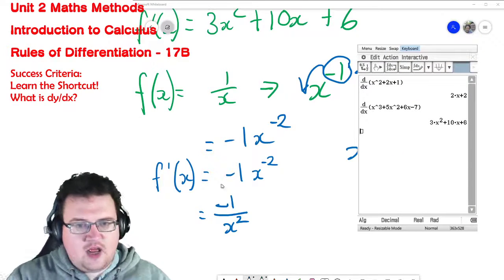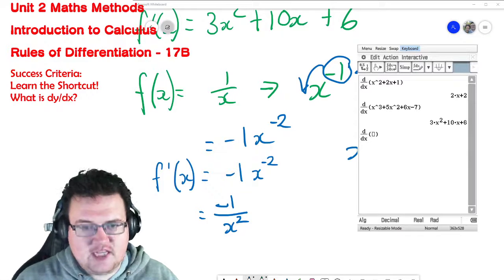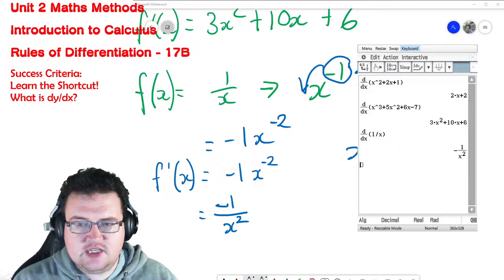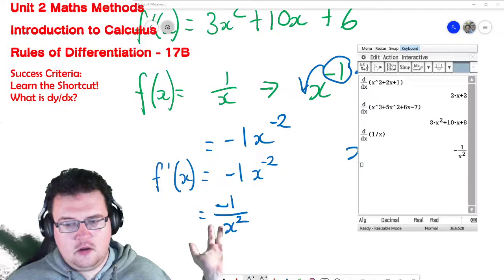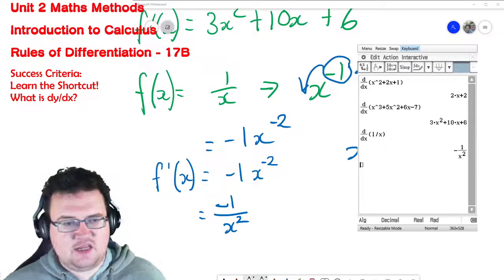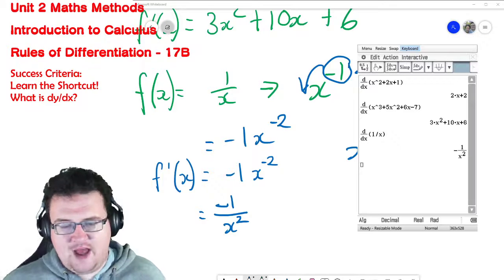If I look at our CAS for a second, d dx, differential with respect to x, of 1 on x, the answer is -1 on x squared. I think I've made my point. It takes something a little bit more complicated and makes it almost trivially easy. You just have to remember the pattern.